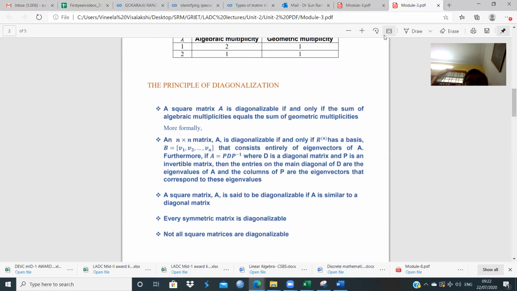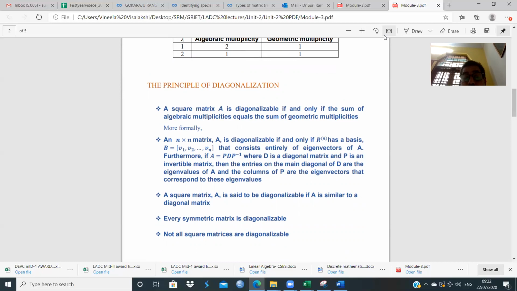The first statement is the key. A square matrix A is diagonalizable if and only if the sum of the algebraic multiplicities is equal to the sum of the geometric multiplicities. The second formal definition can also be understood, but let's go to the third one.